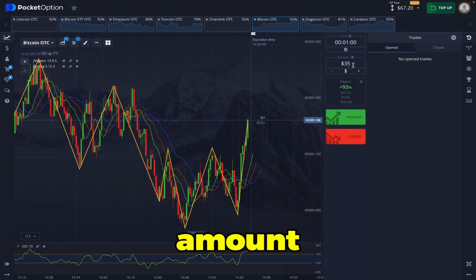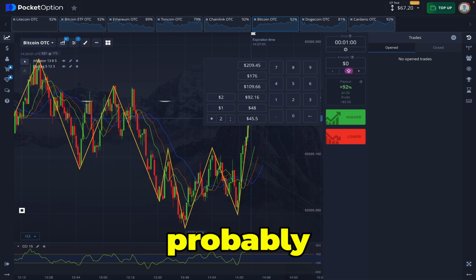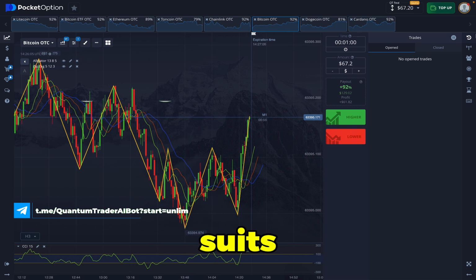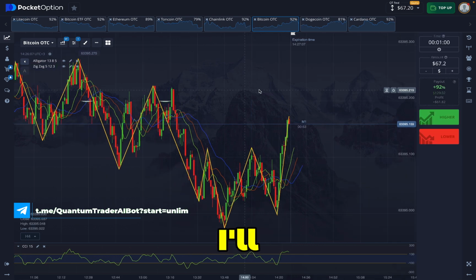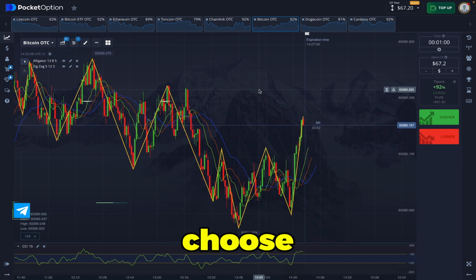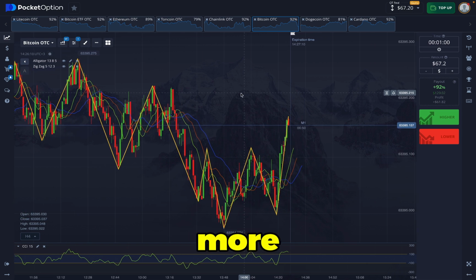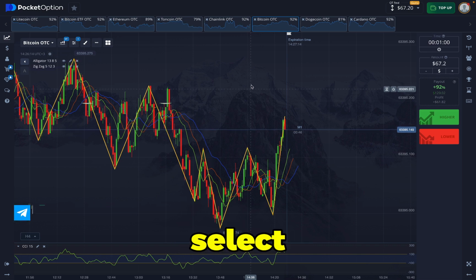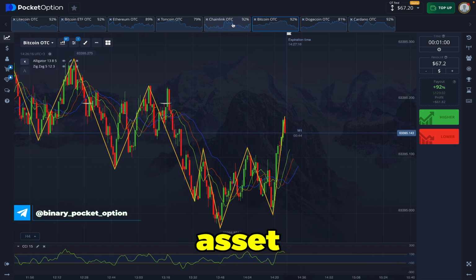I'll change the amount of the transaction values and probably set the maximum to reach a profit that suits me better. I'll take a little risk and try to choose the next deal more efficiently and reliably. Let's continue and select the next asset.